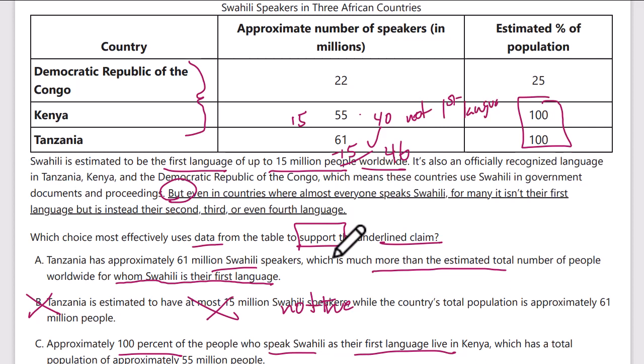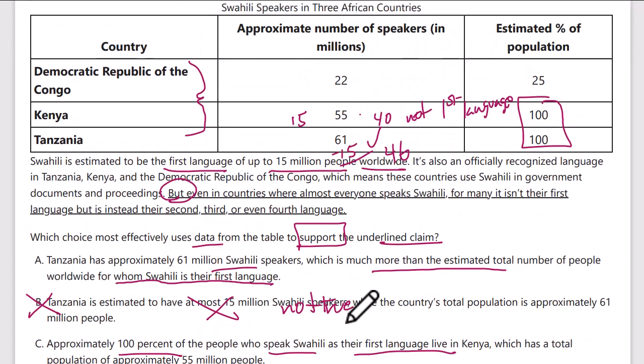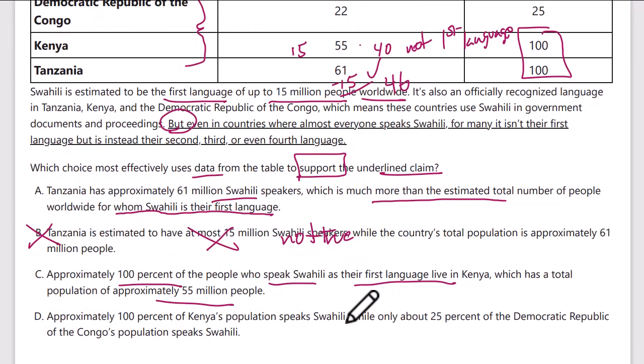Okay, that seems kind of similar to A. Let's keep going. We'll come back to those. D: approximately 100% of Kenya's population speaks Swahili. Okay, that is true. Only 25% of the DRC speaks Swahili, but that's information in the table. It says nothing about, in most cases, Swahili not being the first language, even in countries where everyone speaks Swahili.